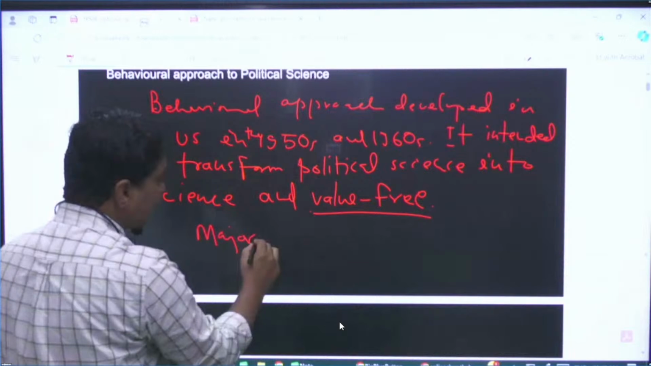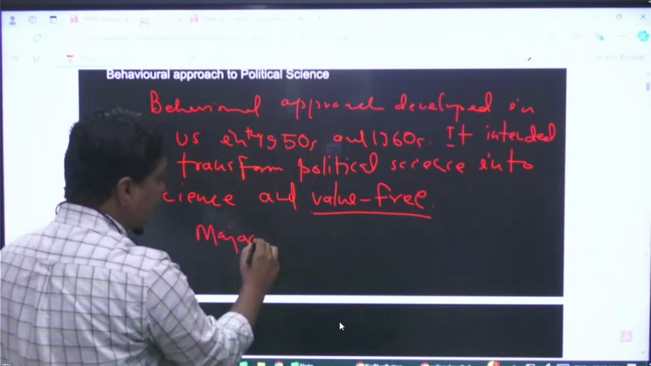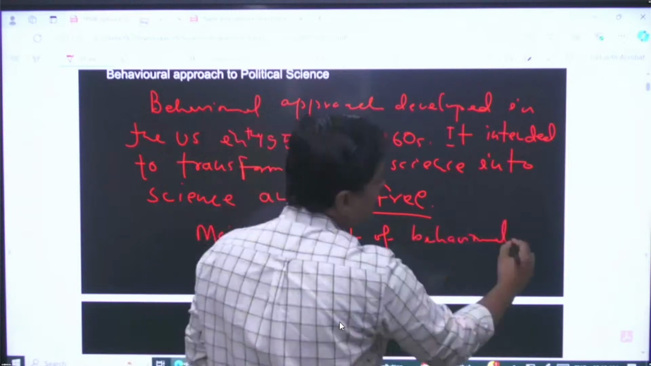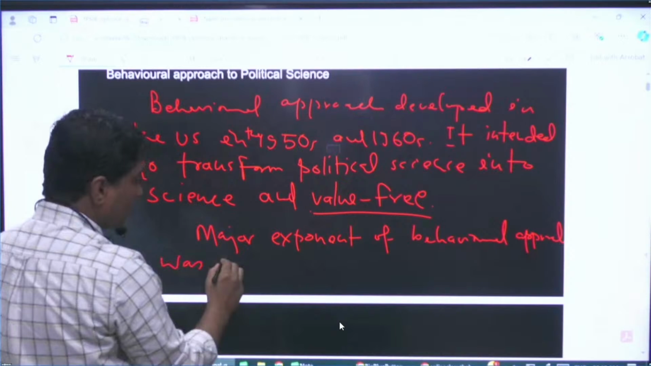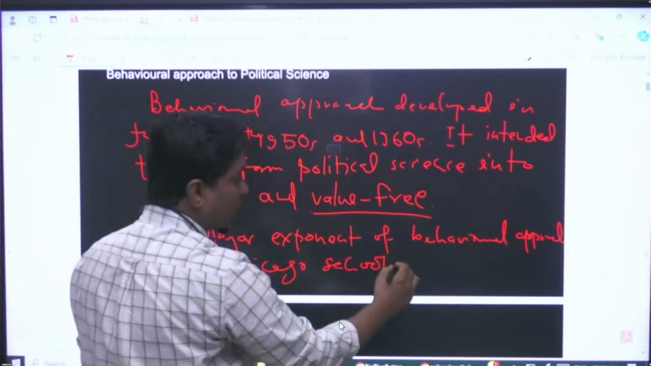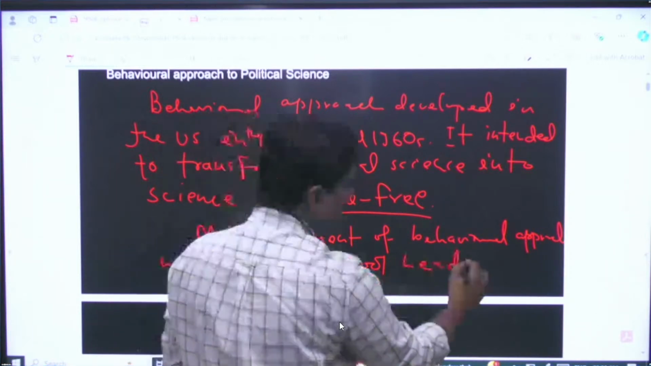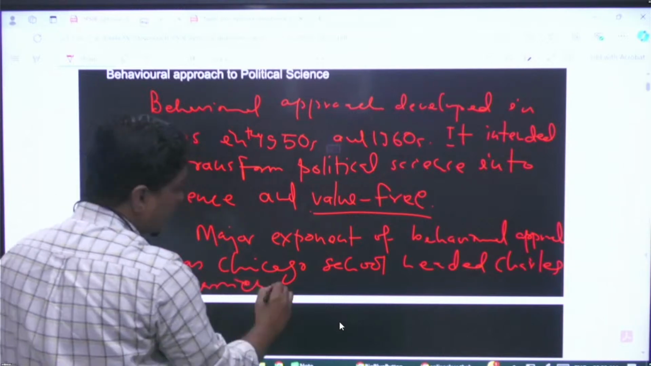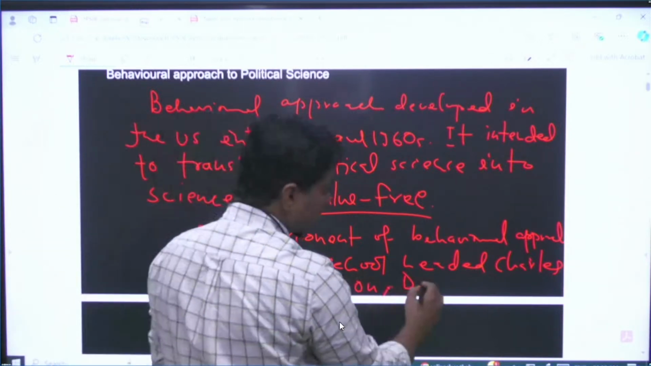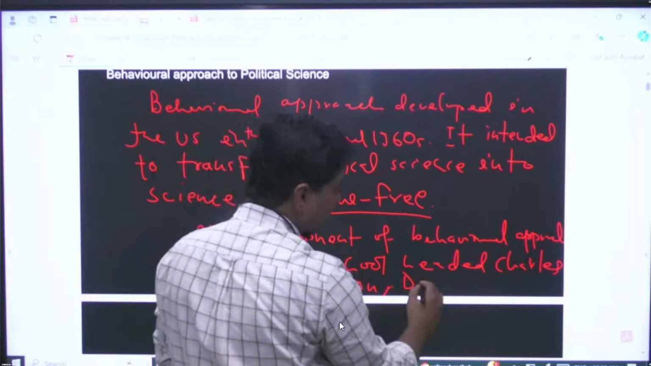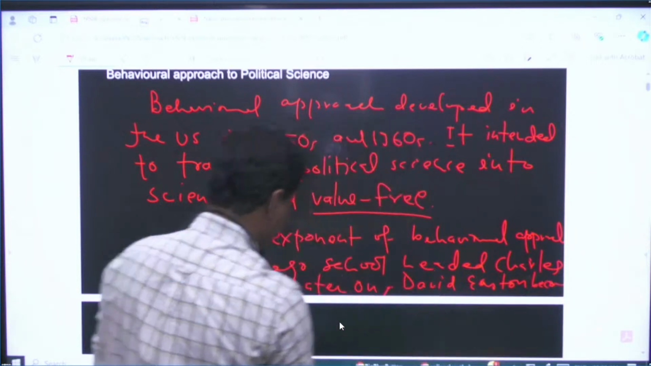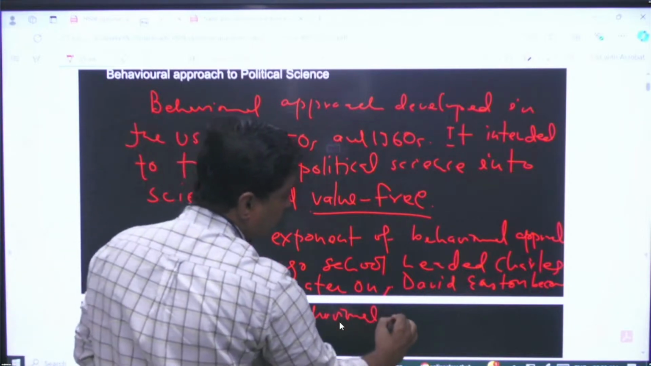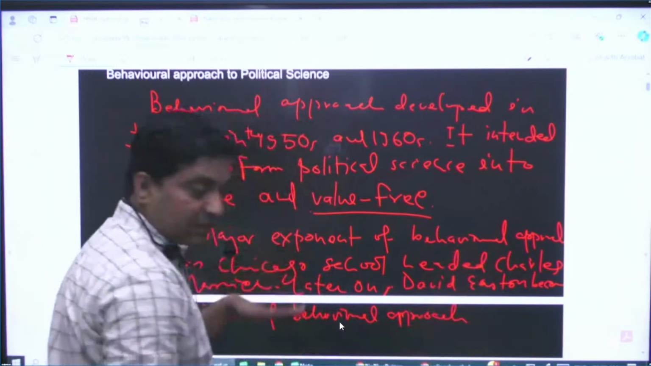So who was the major exponent? First you have to write about the major exponent of the behavioral approach: the Chicago School, headed by Charles Merriam. Later on, David Easton becomes the pioneer of the behavioral approach. Now you have written the approach and the major exponent.